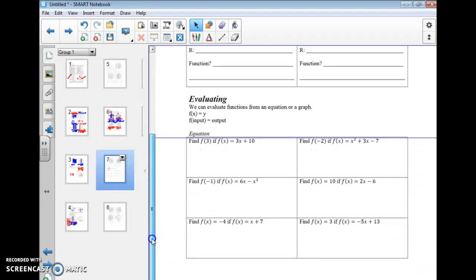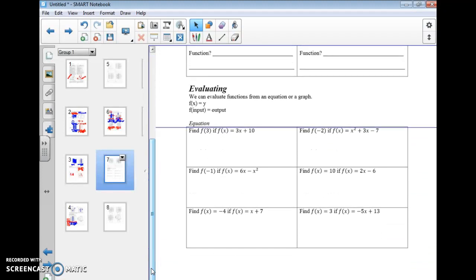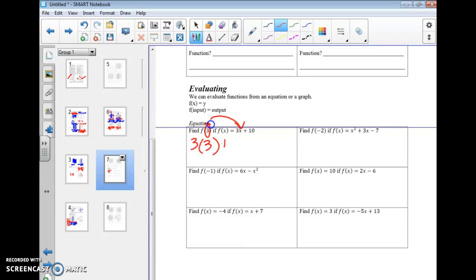Okay, evaluating I think went decently. So basically, if I have f of 3, I'm going to plug that in for x. So we have 3 squared plus 10, that's 9 plus 10, that's 19. I'm going to try to put some answers here really quickly for you so that you can check yourself.